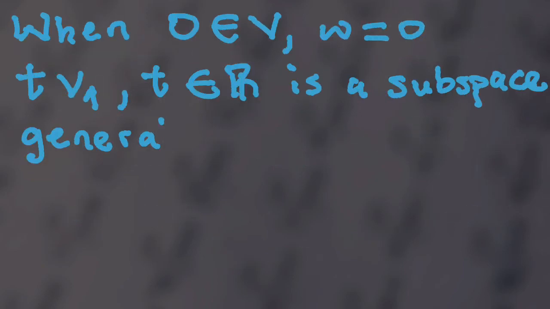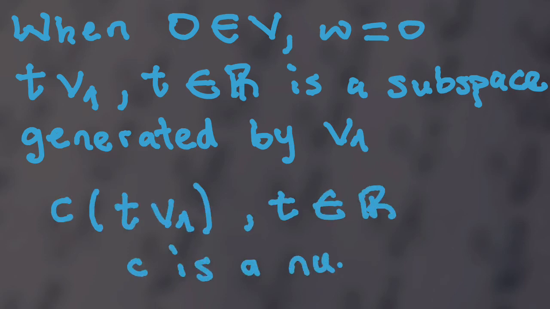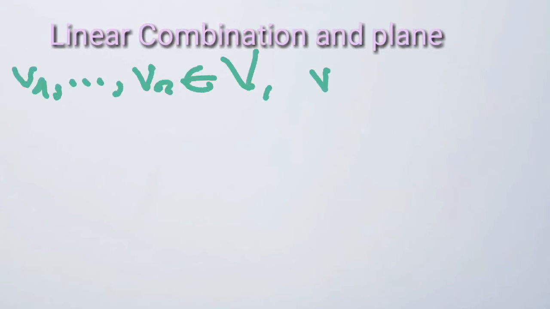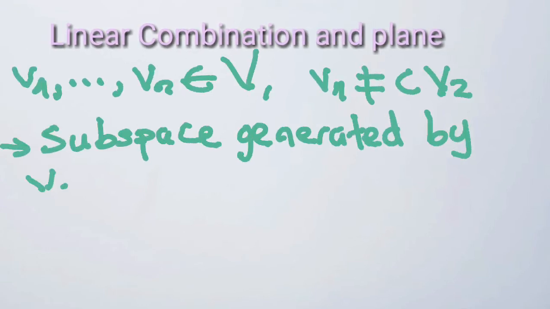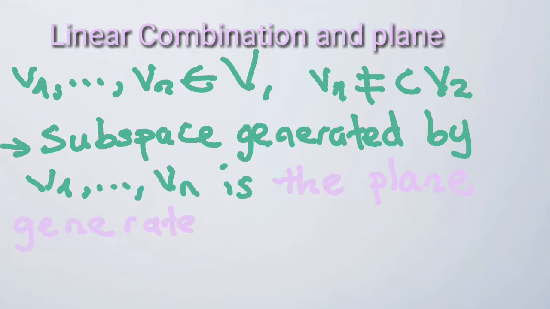Now, when V has the zero vector and when W equals 0, the line consisting of all scalar multiples t times v1, where t is a real number, is a subspace generated by v1, that is, v1 generates it. So, if v1 to vn are elements of the vector space V and they are non-scalar multiples of each other, the subspace generated by v1 to vn is called the plane generated by v1 to vn.